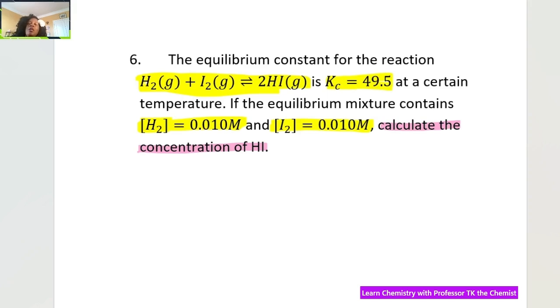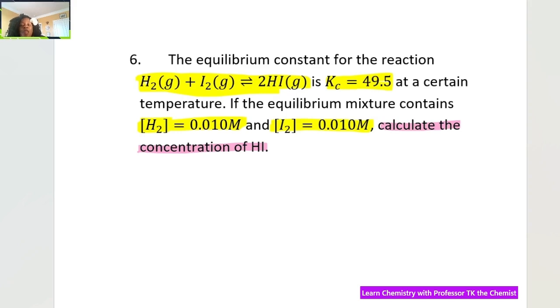It says the equilibrium constant for the reaction hydrogen plus iodine gives you hydroiodic acid. The Kc is 49.5 at a certain temperature. If the equilibrium mixture contains hydrogen 0.010 molarity and iodine 0.010 molarity, calculate the concentration of HI.